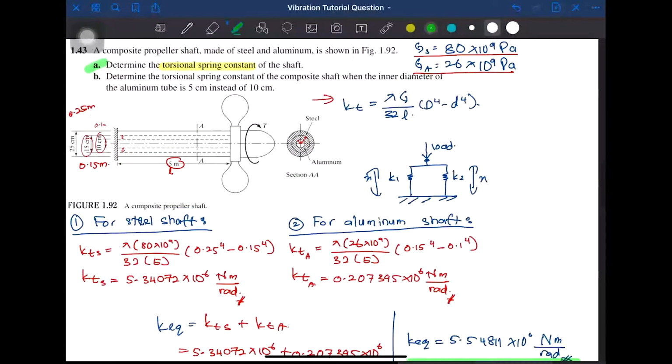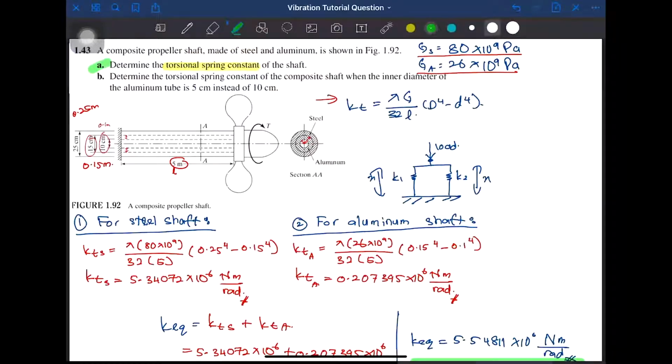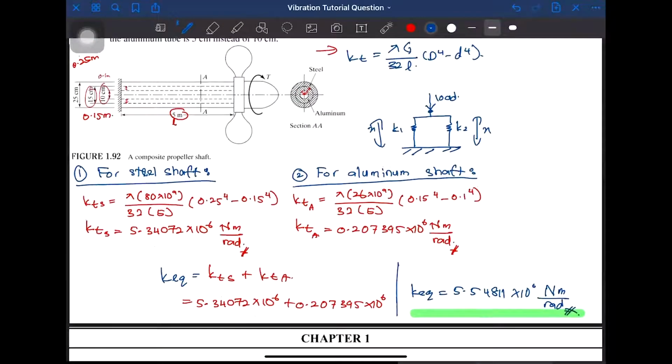For B, the question asks you to determine the torsional spring constant of the composite shaft if the inner diameter of the aluminium tube is 5 cm instead of 10. A very basic, very simple question. What do you have to do if they change the inner diameter, the small diameter of aluminium from 10 cm to 5 cm?